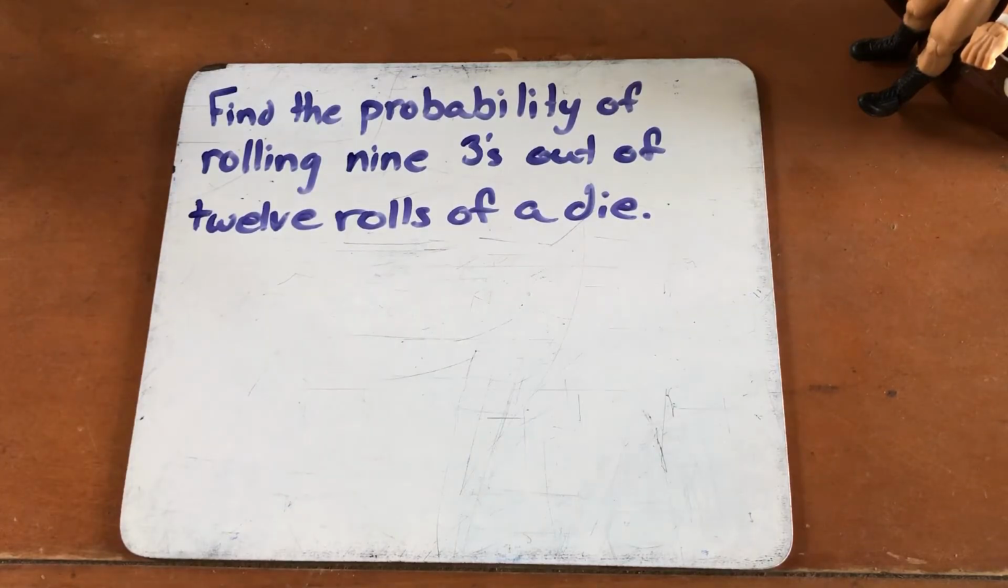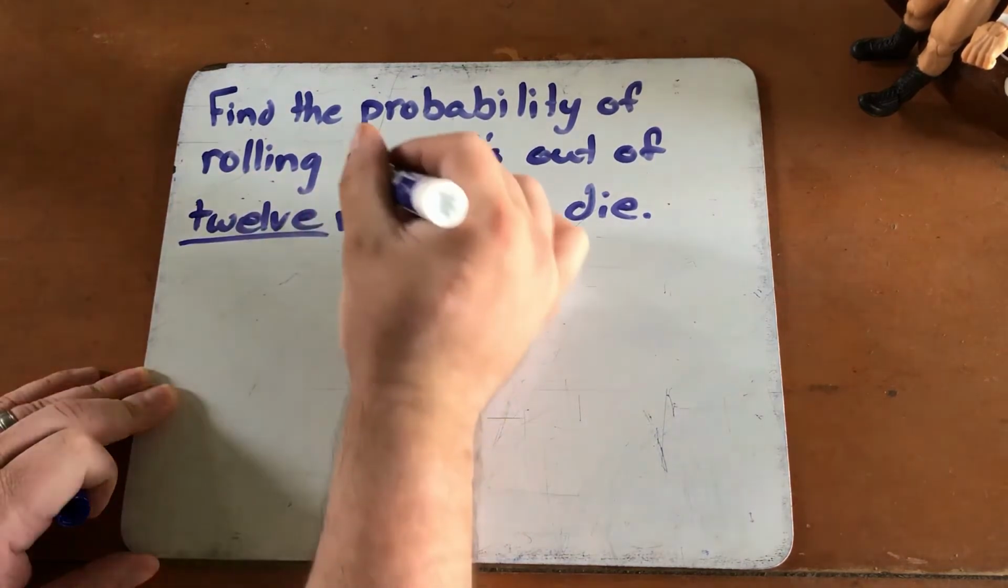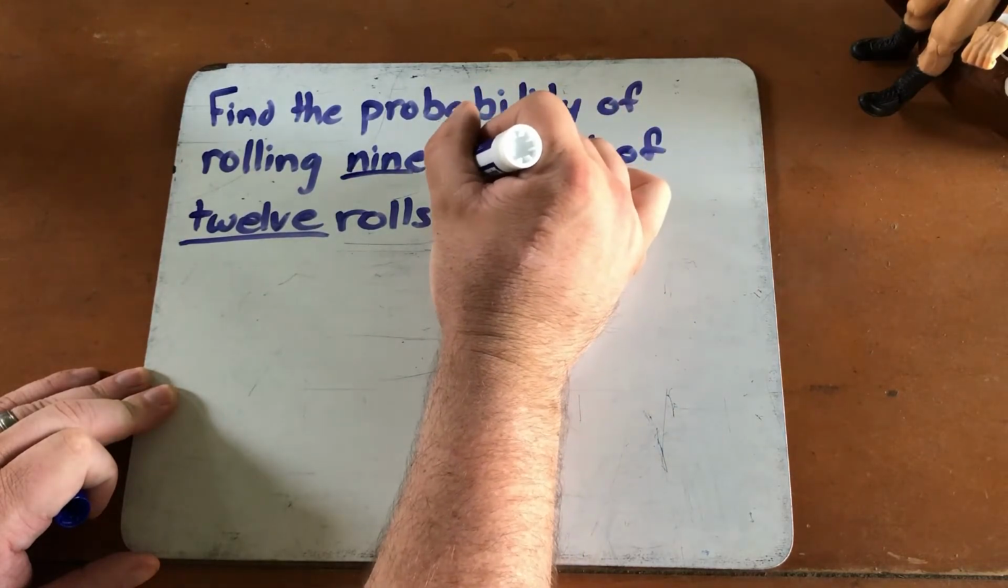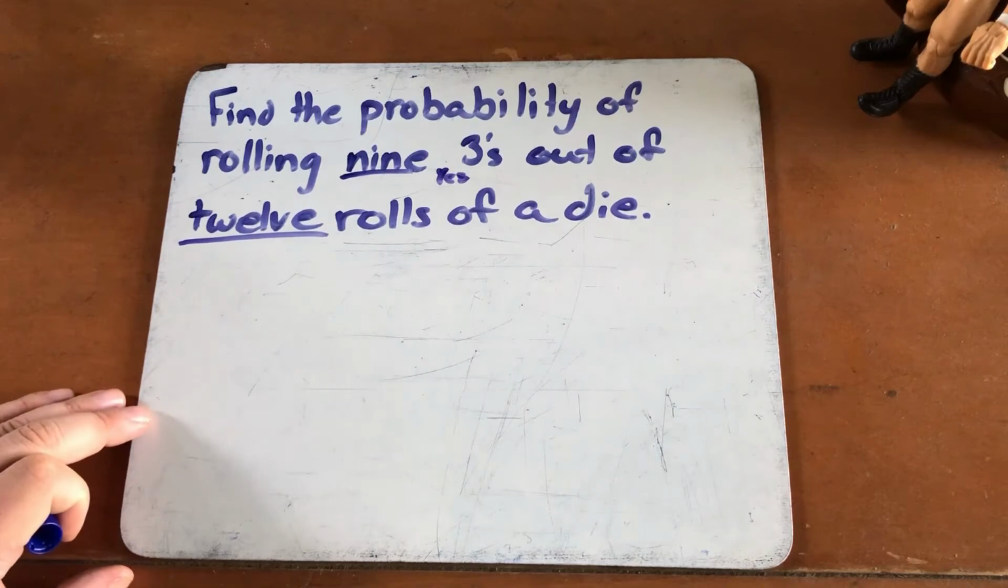Find the probability of rolling 9 threes out of 12 rolls of a die. This time, I'm trying to roll significantly more successes out of the total number of rolls. So I'm thinking right now my probability might be smaller. I don't know how much smaller. 12 is the total number of rolls, 9 is the number of successes, and 3s is what I'm trying to roll.